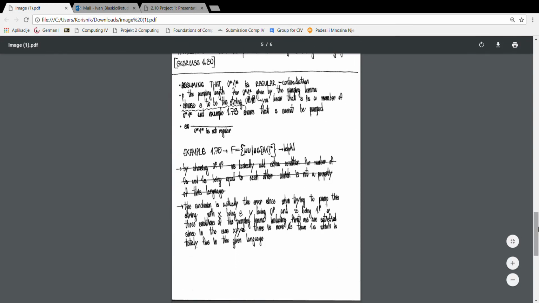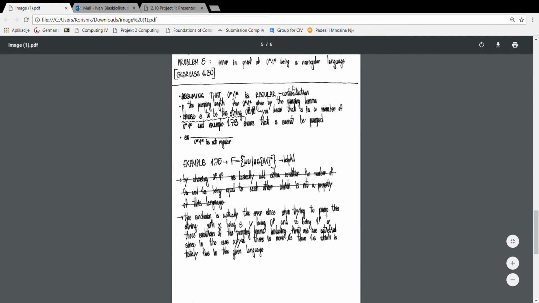Problem number 5. This is one of two problems that I'm most proud of. That's exercise 1.30. I had to find the error in the proof of 0 star concatenated to 1 star being a non-regular language, and I had the hardest time understanding the introduction of non-regular languages, or section 1.4.